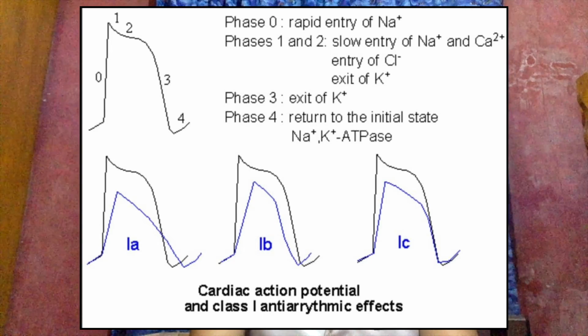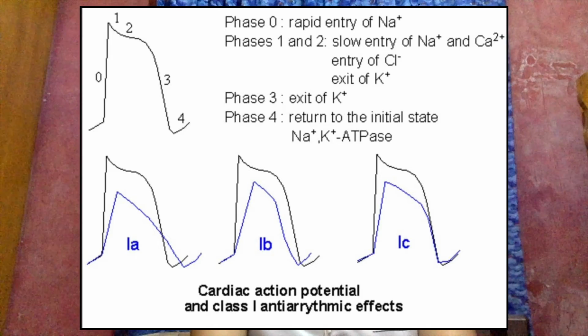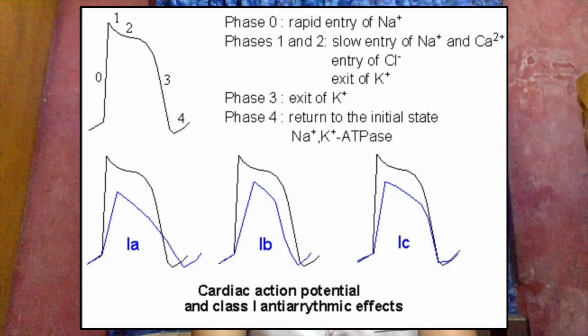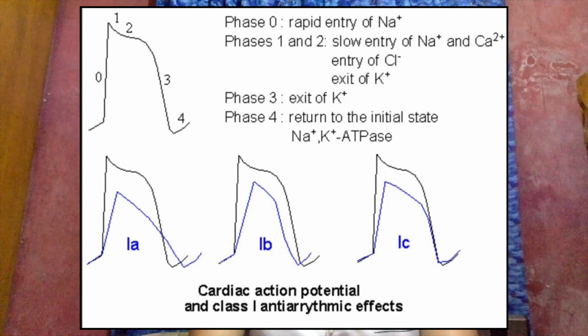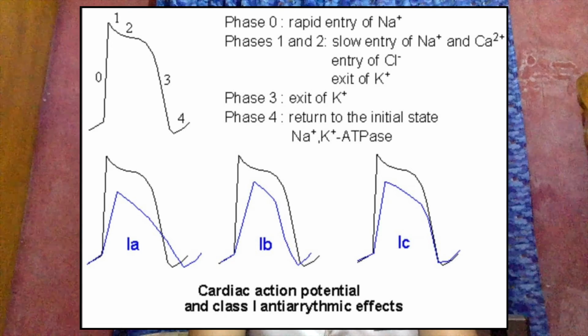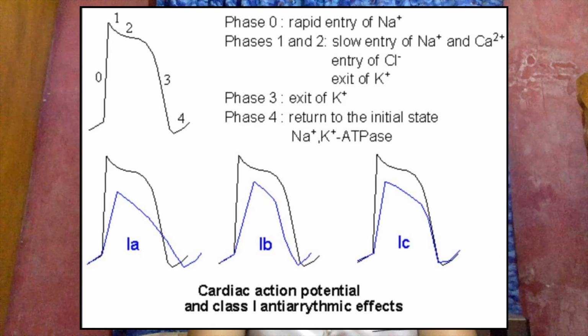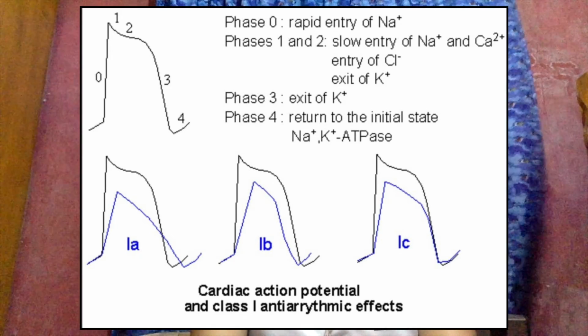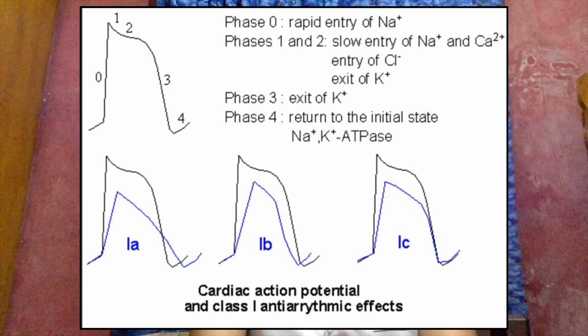Phase 2 is the plateau phase, in which the movement of calcium ions into the cell maintains depolarization. Phase 3, or the repolarization, is when sodium and calcium channels are all closed and the membrane potential returns to baseline.